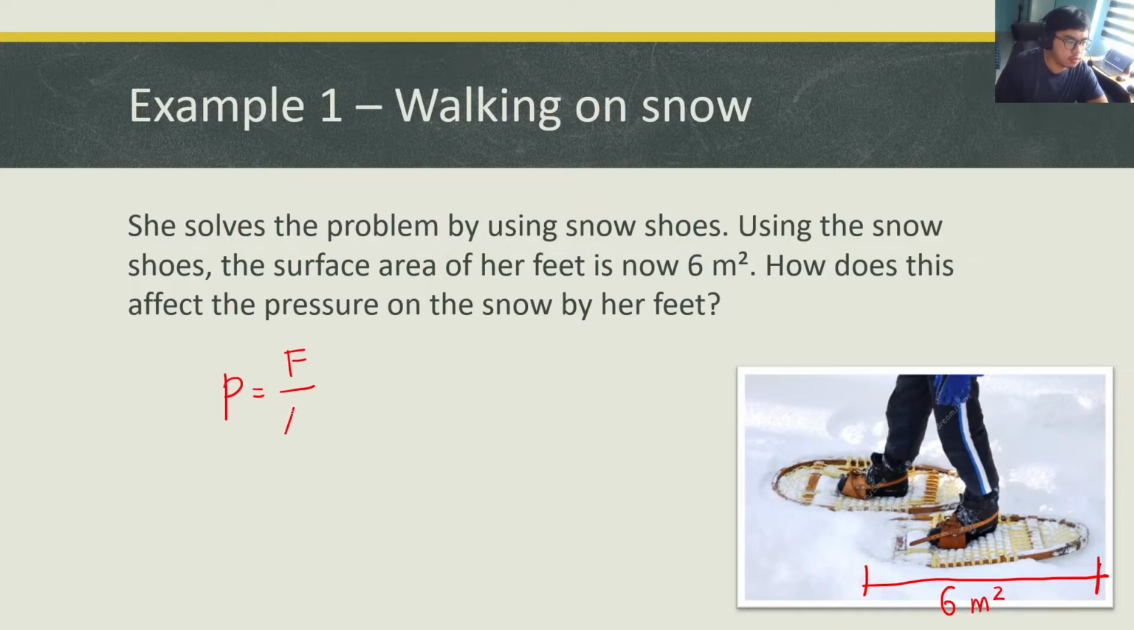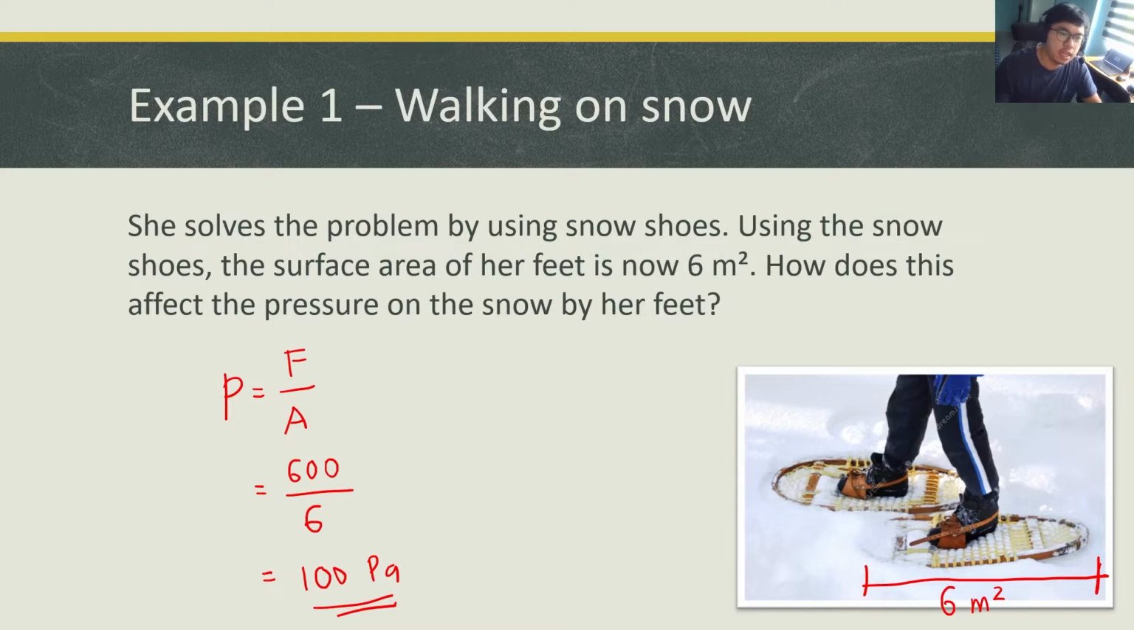Again, we'll use this formula. What is the force exerted on the snow? The force is her weight, and her weight is still the same, 600 Newton. The area now is larger. It's now 6 meters squared. So 600 divided by 6, and that is 100 Pascal. So she has a smaller pressure now.